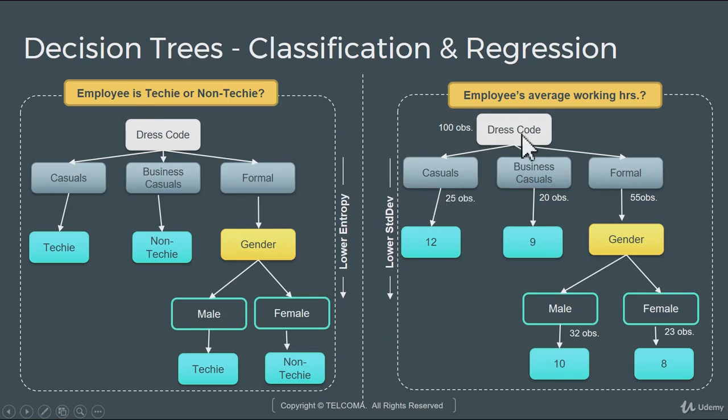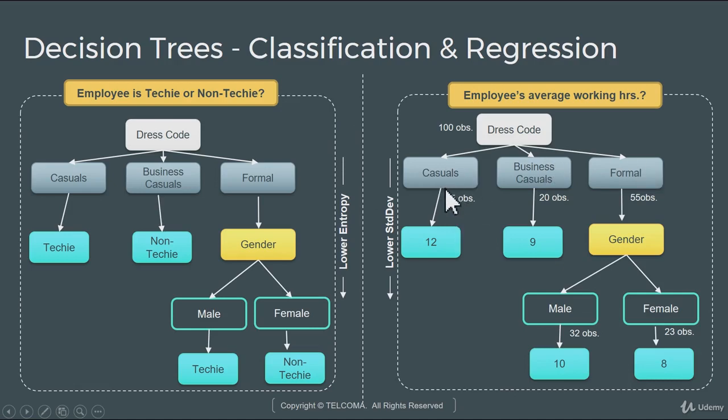This is an example I've put over here to understand a use case where you can determine the employee's average working hours. We have pretty much the same variables: dress code and gender. We have two variables over here. As you can see, let's say we have 100 records initially. It's partitioned into 25, 20, and 55, because that is how the data looks for casuals, business casuals, and formals.